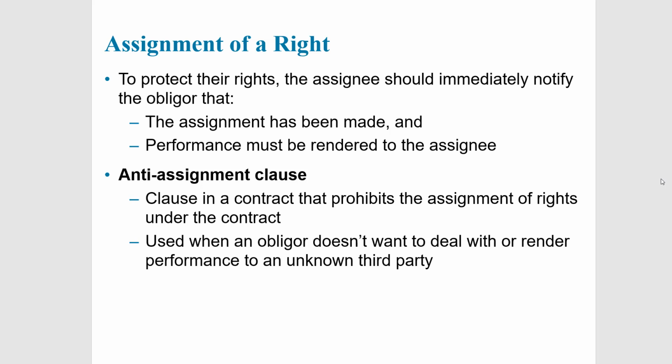Otherwise, we have a situation in which I'm paying my mortgage and I think I'm paying it to the right person, but in reality, a third-party bank had bought the loan, but I didn't know about it, so I'm making payment to the wrong person. We have a mess on our hands. So the assignee should notify the obliger that they need to be making payments to them instead. And like I mentioned earlier, you can include in a contract an anti-assignment clause saying that rights under the contract cannot be assigned, and that would prevent that from happening.